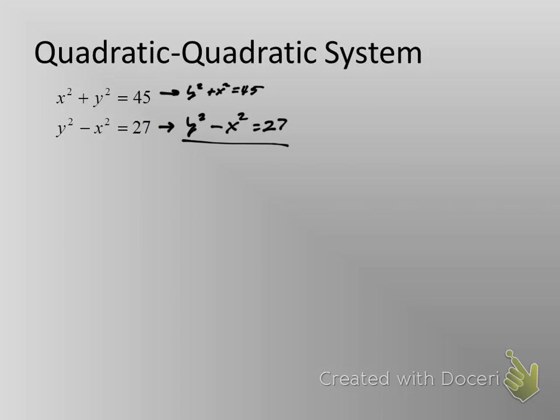Now, obviously, your x squareds are going to cancel. So you're left with 2y squared equals 72. And now you'll go down and solve for that y. So divide by 2. Y squared equals 36. And the square root of 36, when you have it in an equation, gives you y equals plus or minus 6. That plus or minus is definitely important here, people, because that's where you're going to get your 4 solutions from.